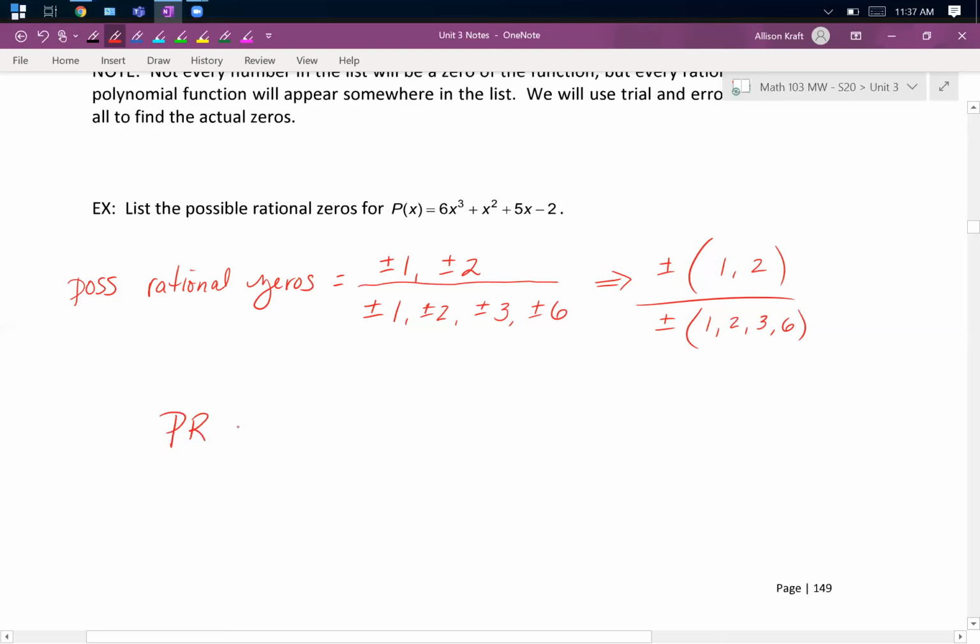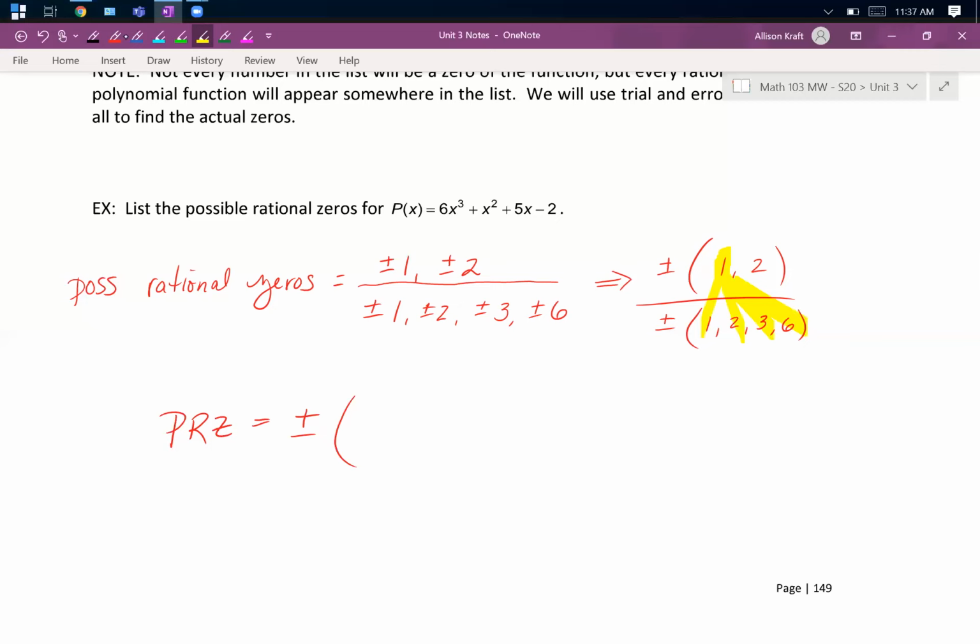And I usually write PRZ because possible rational zero is a lot to write. So every single one of our answers, it's going to be plus or minus. So I write a plus or minus before and then a big old parenthesis. Now we want to do every possible combination of numbers from the numerator with numbers from the denominator. I try to do it as systematically as I can so that I don't miss anything. So I kind of think of it like distributing. I'll start with like 1 in the numerator, and then I'll take it over each number in the denominator.